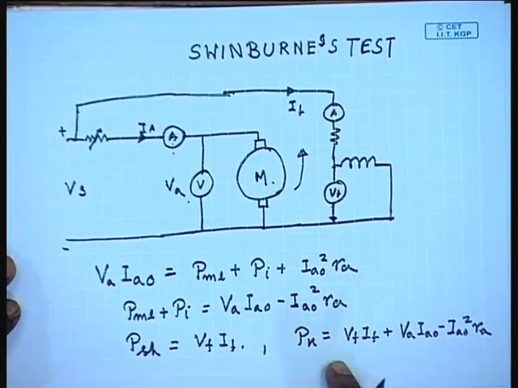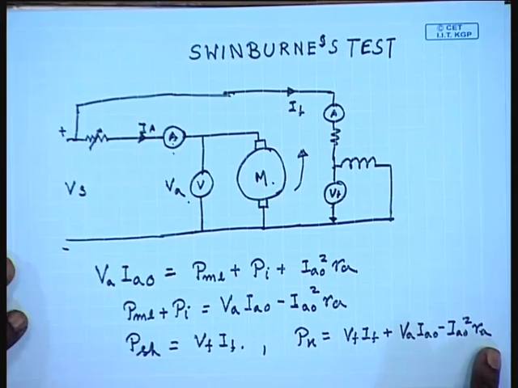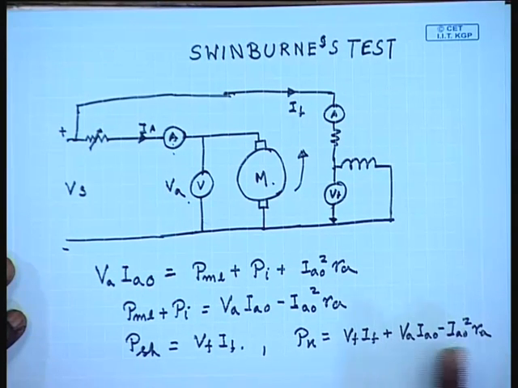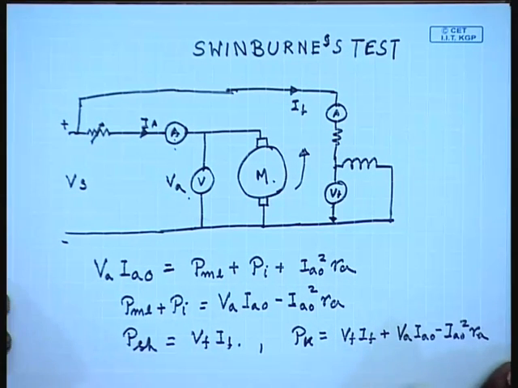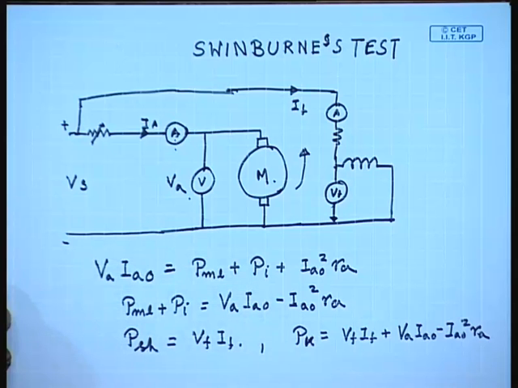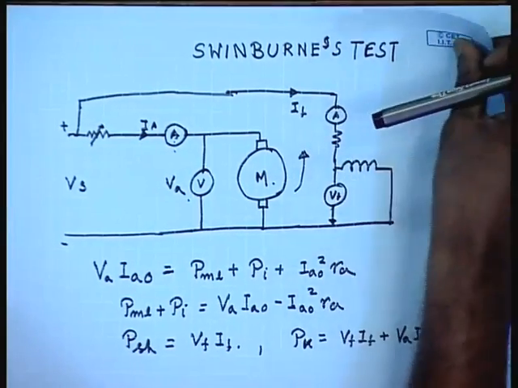In order to compute Pk, we need to find out what is Ra. This includes also the brush contact drop. So, this Swinburne test usually gives the different components of the fixed losses, but since this is a no load test, the load loss components cannot be determined, particularly the stray load cannot be determined.